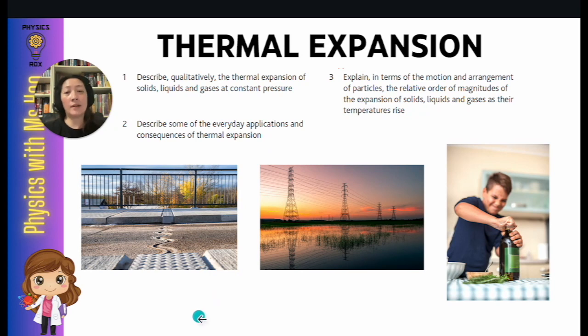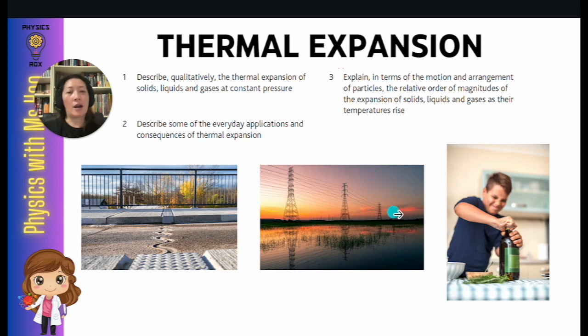So an example of a consequence of thermal expansion for solids: we know that on a hot day, roads can expand. So when it comes to bridges, they need to make sure that there is a gap in between so that if the roads were to expand, there's space for the expansion and the bridge won't buckle and possibly crack.